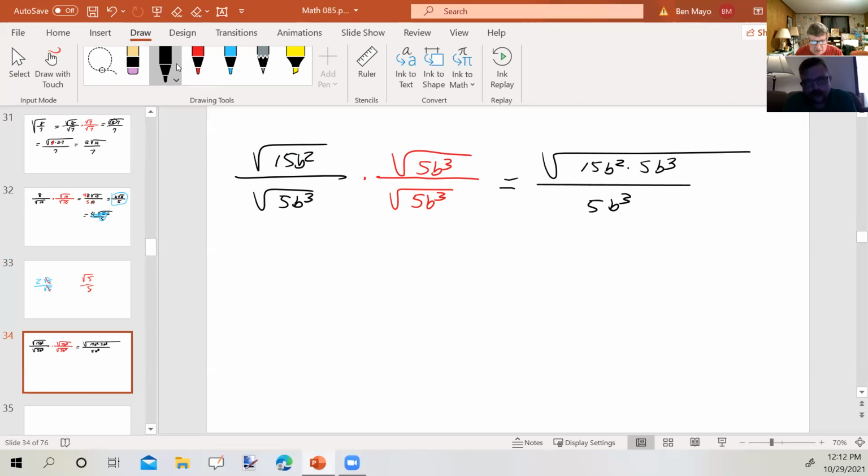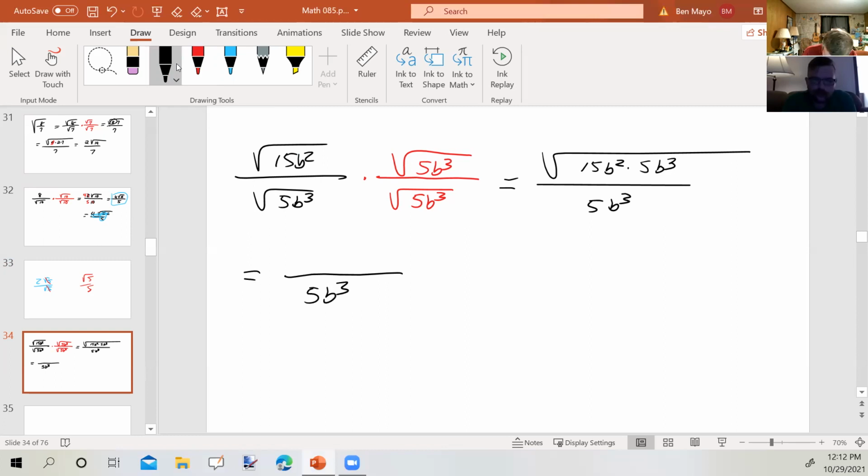Now I said it was the most obvious move. It doesn't necessarily mean it's the best move. We're going to come back and revisit this problem from start to finish again, but I want to keep going with what I did here. So I immediately rationalized the denominator. But there's some things I can do with the numerator.